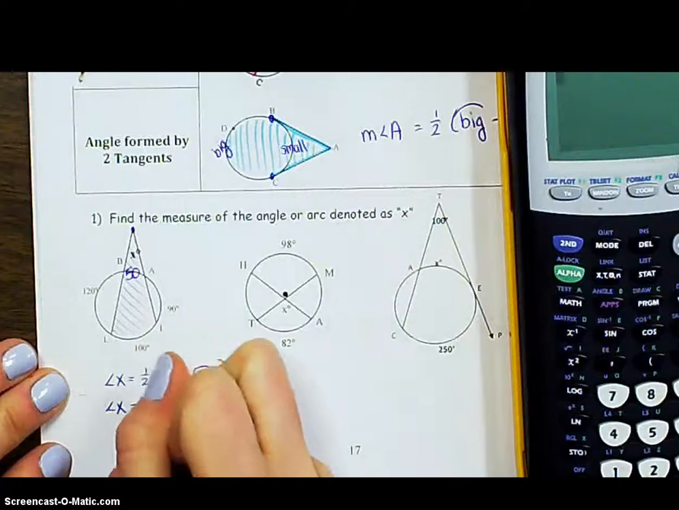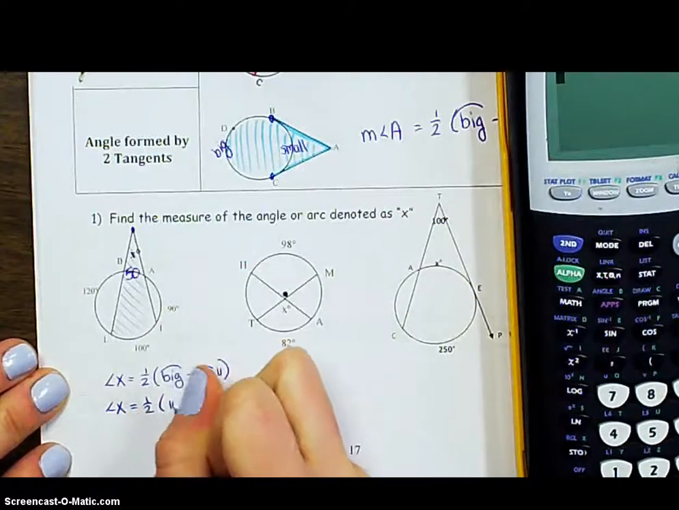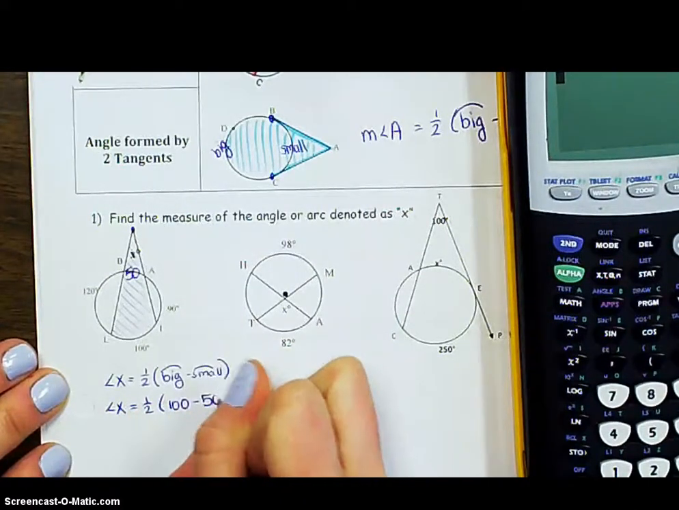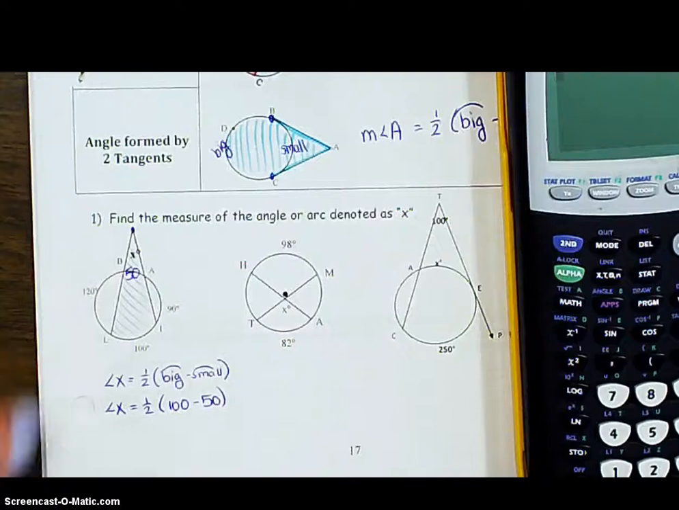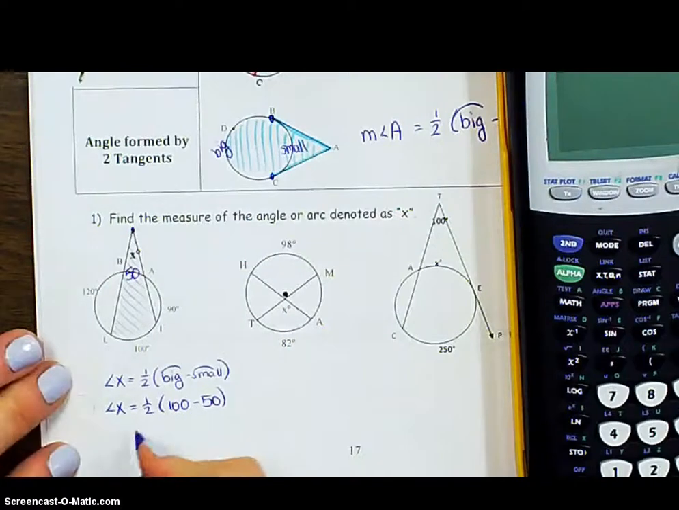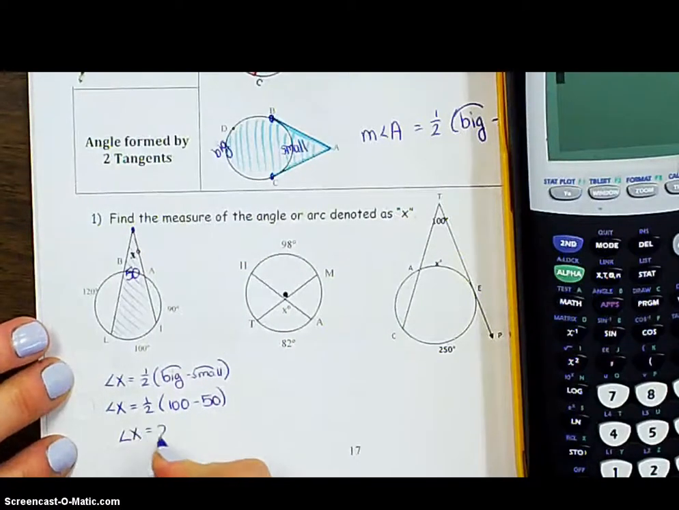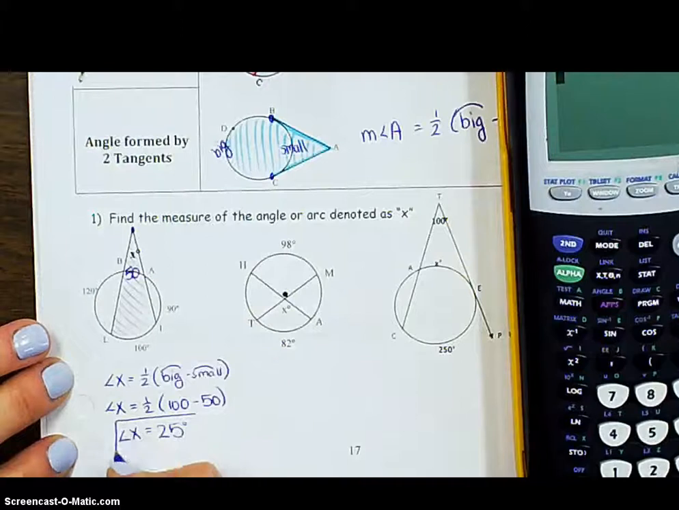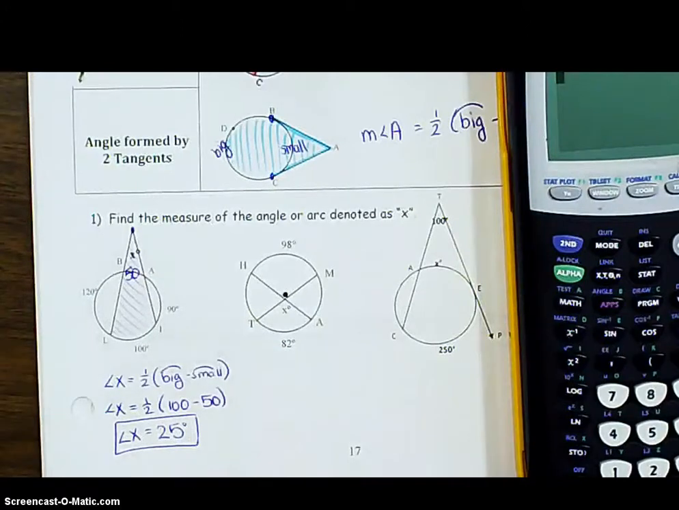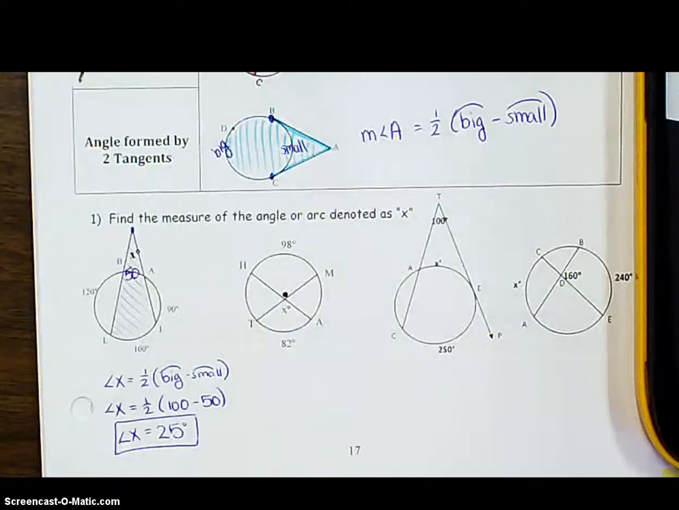So now we can just plug in our values. 100 minus 50 is 50. Half of 50, angle x, is going to be equal to 25 degrees, and we have got it. Okay, let's take a look at the second example. Here we're going to find angle x.